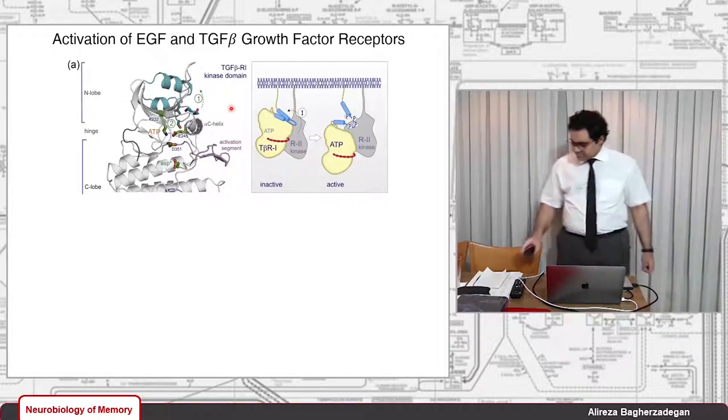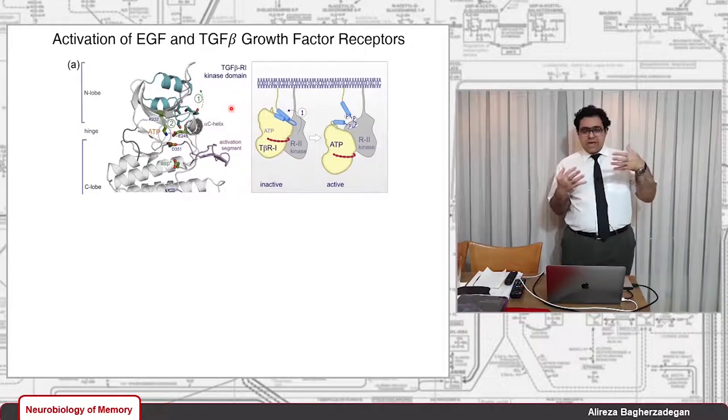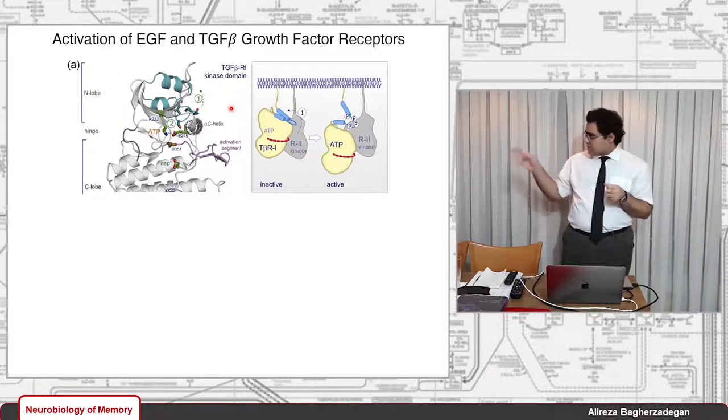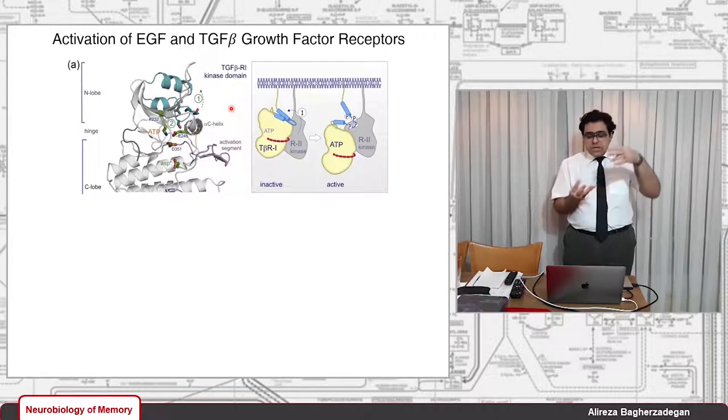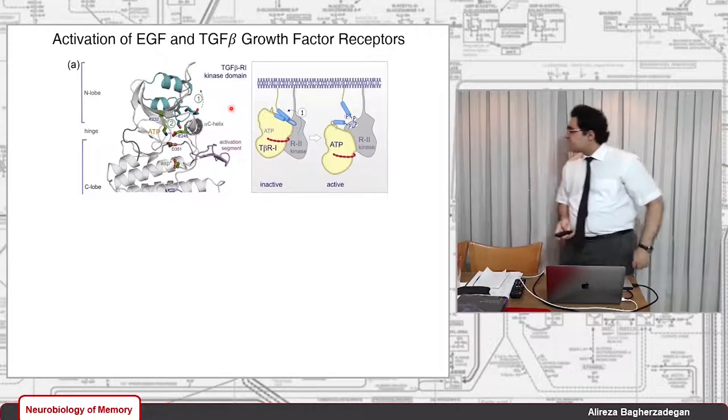Well, there are some wedges, okay, some amino acids distorting the N lobe of type 1 receptor. So I told you type 1 receptor is a kinase, so it has an N lobe and a C lobe. Some wedges, some amino acid residues, distort the N lobe of type 1 receptor. And as a result of that, I told you that the N lobe coordinates the ATP. And these wedges, which distort the N lobe of type 1 receptor, do not allow the N lobe to correctly coordinate ATP. Okay?